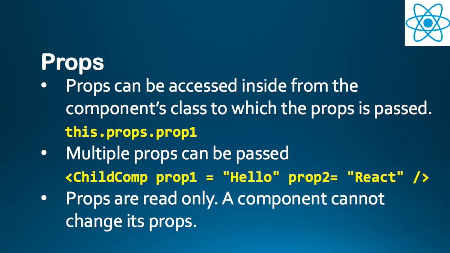Props can be accessed inside the component's class to which the props are passed. So how do we access it? We would just say this.props.prop1. So if the name of the prop was prop1, this is how we can access it. And there is no limit to the number of props we can pass. We can pass multiple props and the values can be of different types, including, like we are showing, strings or objects.